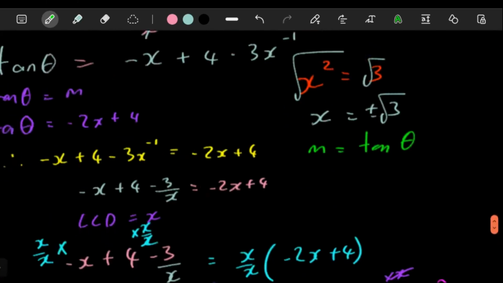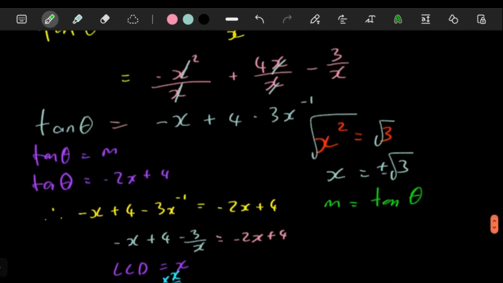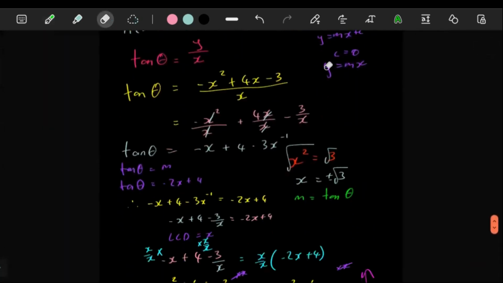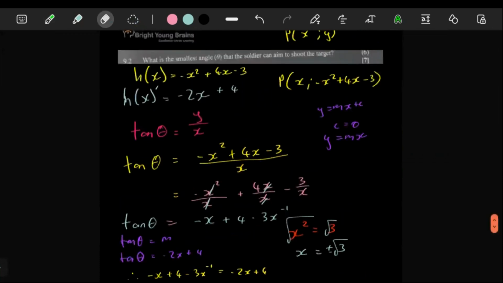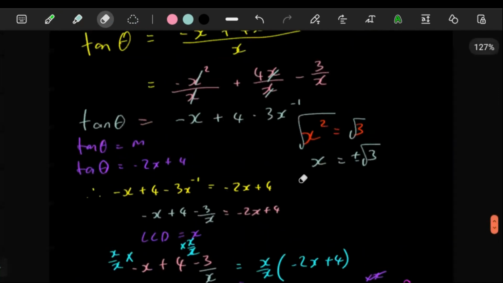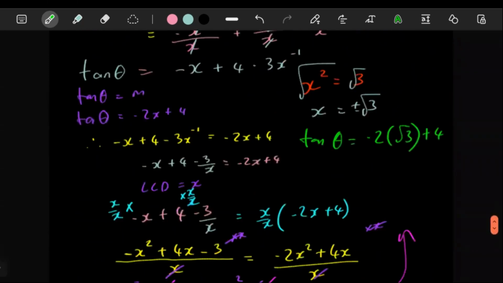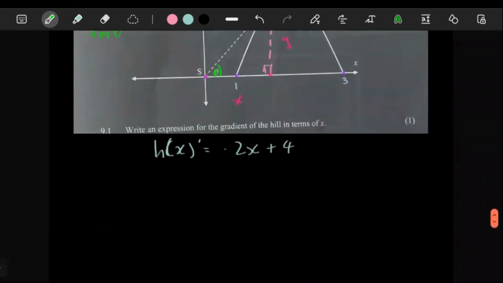So our M in this case, what do we know? We don't know whatever M is, but we're working this out simultaneously. So we got x here, we can now throw it into one of our other equations, which is this one, you see. So here what we know is tan theta is equal to negative 2 square root of 3, and then plus 4. The reason why we're choosing a positive square root of 3 is because, one way or the other, we are working on the positive side of our x-axis.